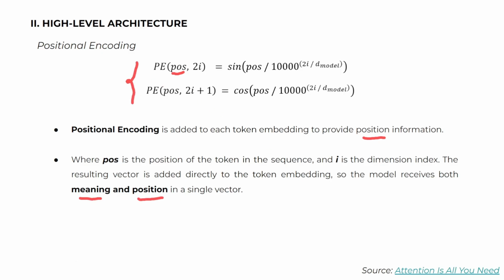Here are the math equations from the original paper, and it has two versions. The first is sine and the second one is cosine. But in the original paper, they decided to choose the sine version. So in basic terms, why do we have to use the positional encoding? For example, you have a sentence like I love you.